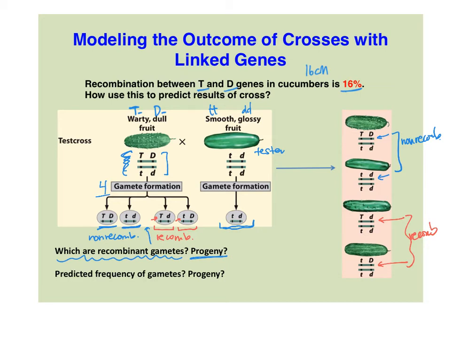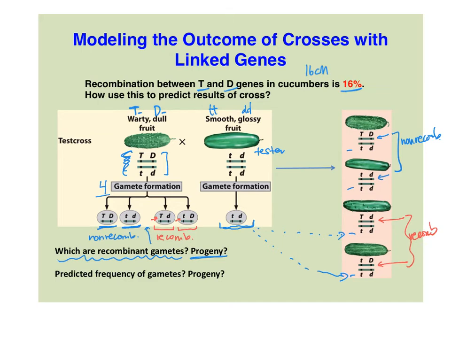What about this second chromosome that each of the progeny has, little t, little d? Where did that come from? Well, it must have come from the other parent. So every offspring receives a tester chromosome, a little t, little d chromosome.